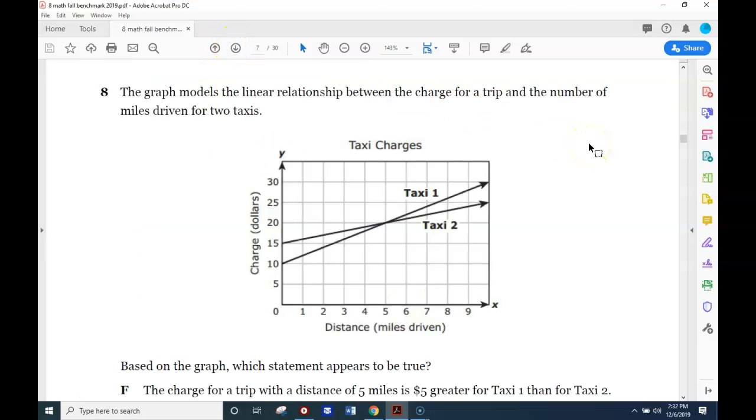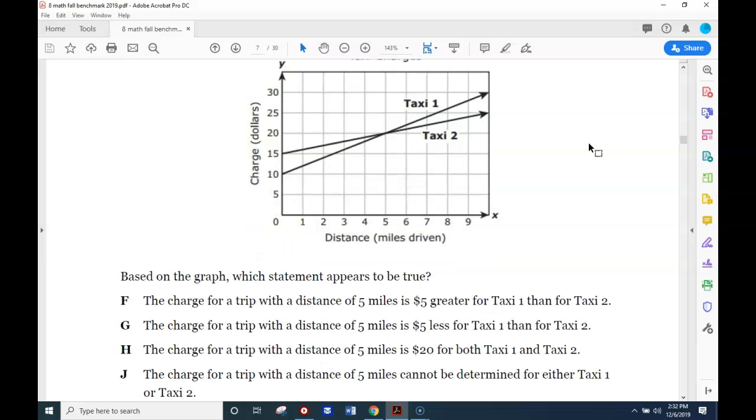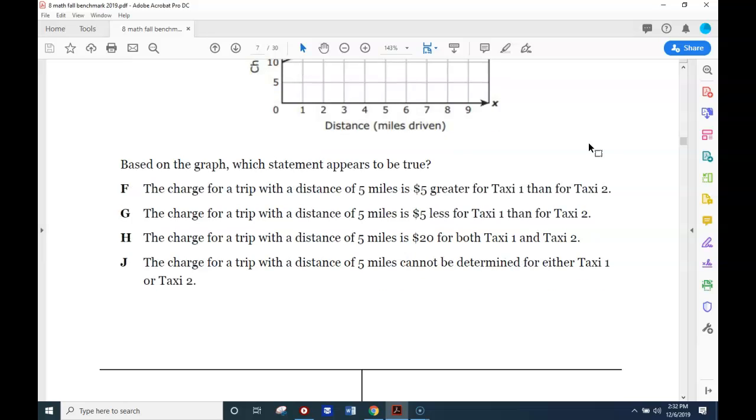Number 8. The graph models the linear relationship between the charge for a trip and the number of miles driven for 2 taxis. Based on the graph, which statement appears to be true?